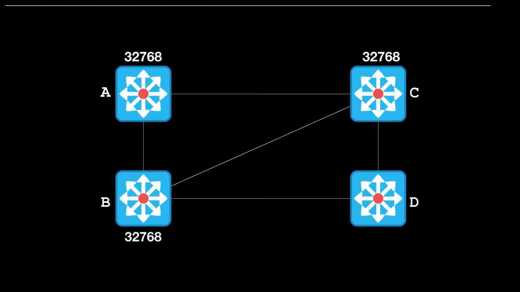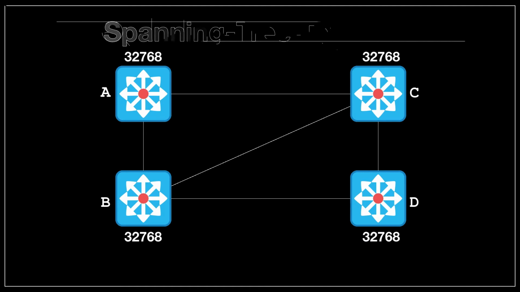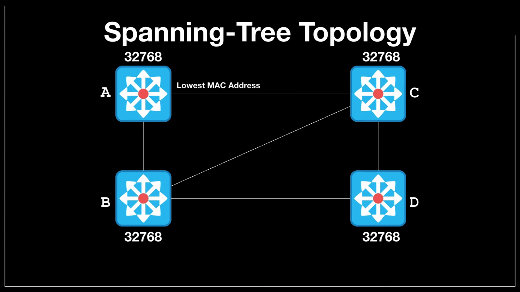If all devices in a network are enabled with default spanning tree settings, the device with the lowest MAC address becomes the root device. Spanning tree topology. Device A is elected as the root device because the device priority of all the devices is set to the default 32,768, and device A has the lowest MAC address.